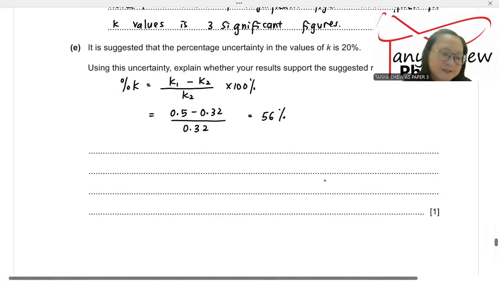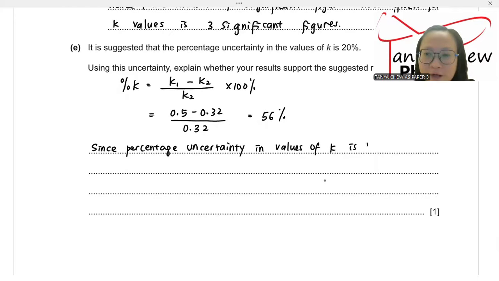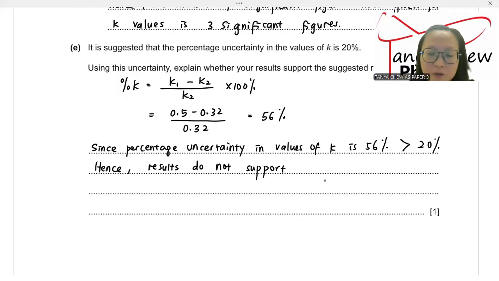And okay, since the percentage uncertainty in values of K is 56%, which is larger than 20%, hence, okay, the results do not support the suggested relationship.